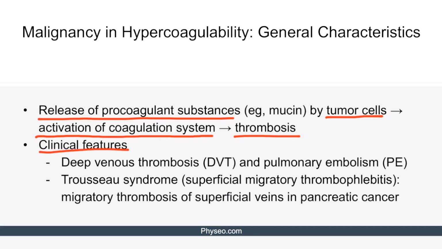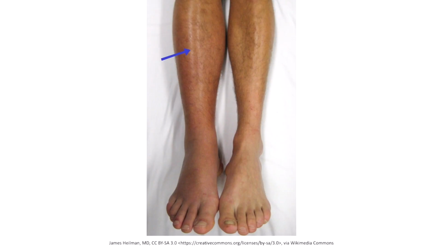Trousseau syndrome is the paraneoplastic syndrome caused by internal malignancies, classically pancreatic cancer. It is characterized by migratory thrombosis of superficial veins. Patients often develop erythematous, indurated, and painful cords on the skin corresponding to thrombosed and inflamed veins. Here's an image of a patient with Trousseau syndrome. Please note the swollen, erythematous, and indurated cord on the leg, suggestive of thrombophlebitis.